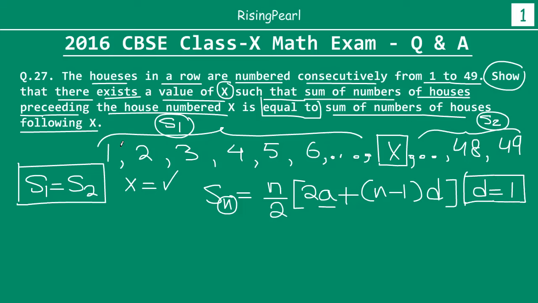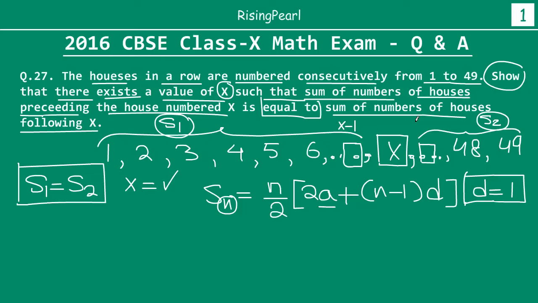Now, we have two sets of numbers, or two series. One goes from 1 through x minus 1, because if this is x, what is the last term before x? This will be x minus 1. Similarly, this term which is right after x, what is that term?